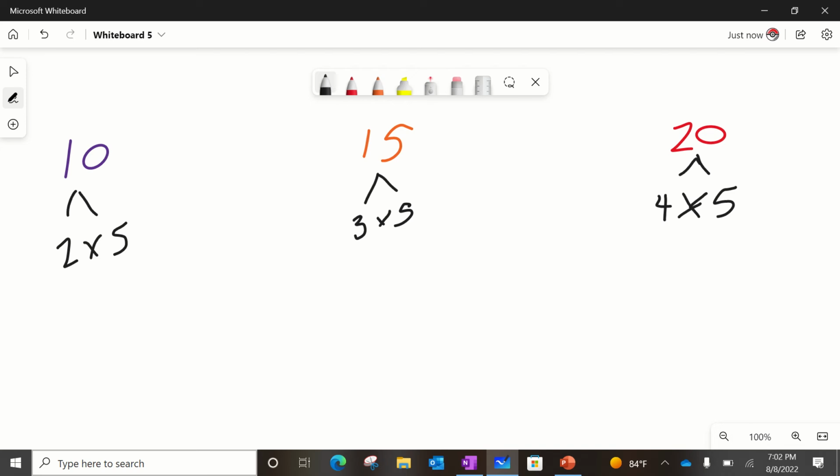Now, prime factorization deals with the factors that are left over being prime. Therefore, right now, 2 and 5 are factors of 10, 3 and 5 are factors of 15, and 4 and 5 are factors of 20. However, we are not done factoring everything.